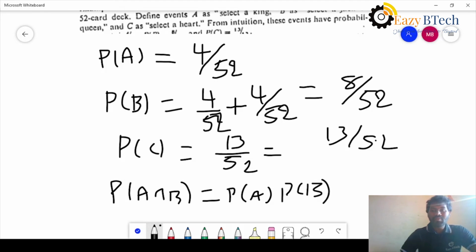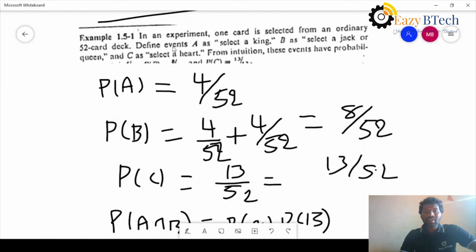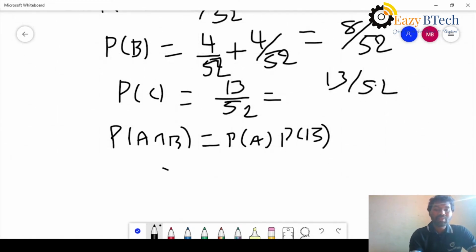Now, what does intersection mean? See here, A is select a king, B is select a jack or queen. Intersection means 'and': that card should be king and jack, or king and queen. And means that the card should be both, so there is no chance of intersection here. So it is 0.